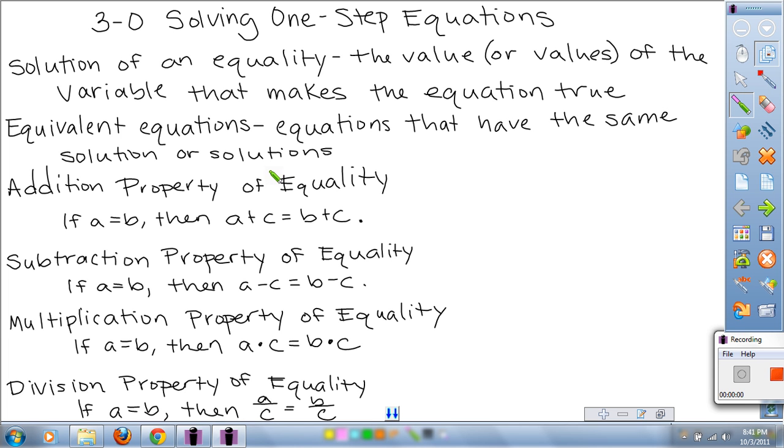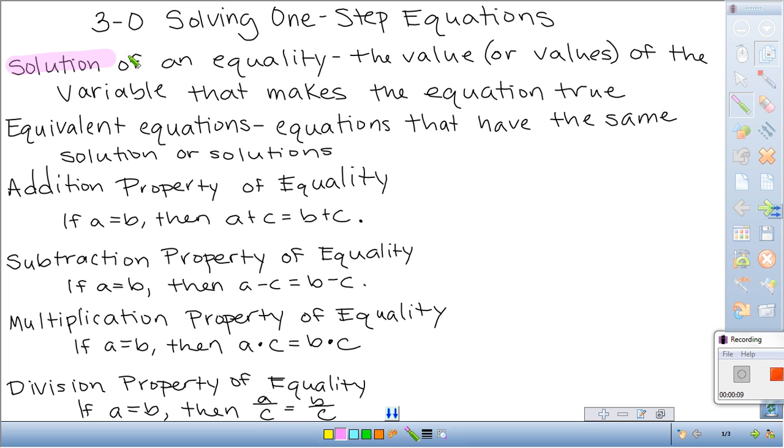This is a review before we start Chapter 3, Section 1. This is solving one-step equations. We'll start with some vocabulary. Solution of an equality. The solution of an equality is the value or values of the variable, which remember is just a letter, that makes the equation true.